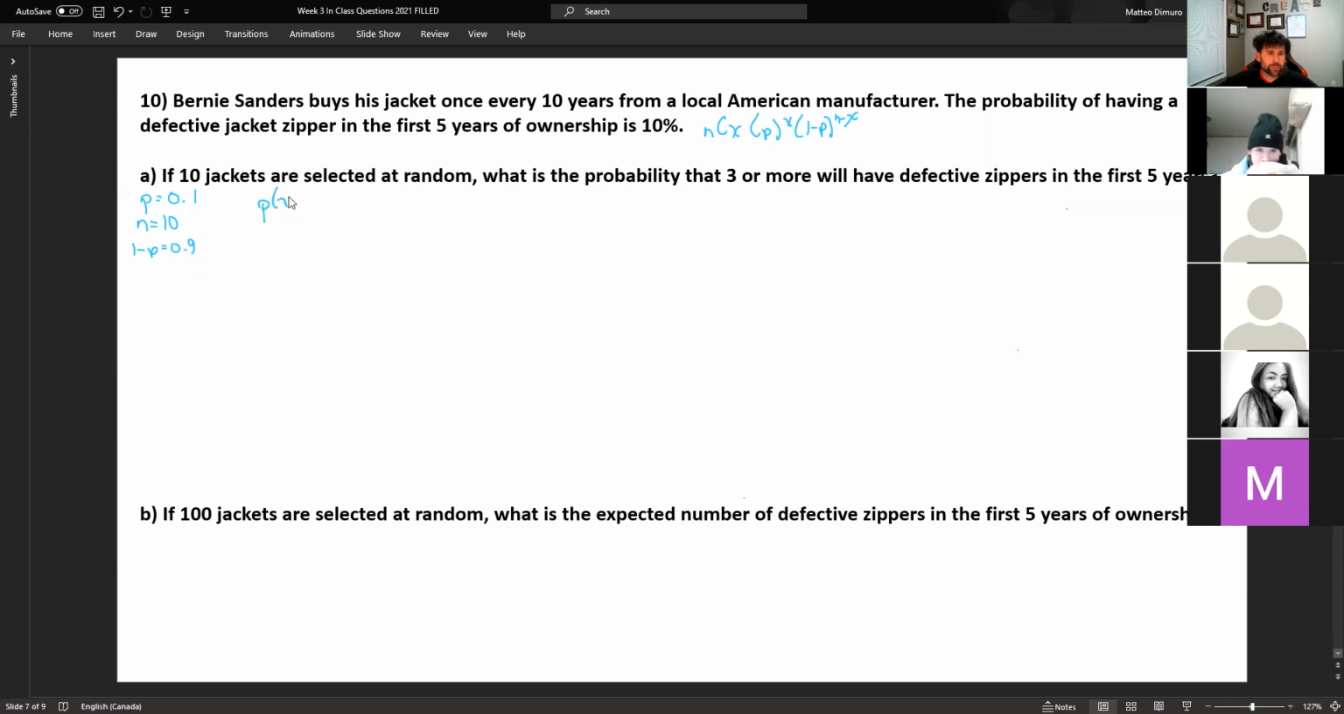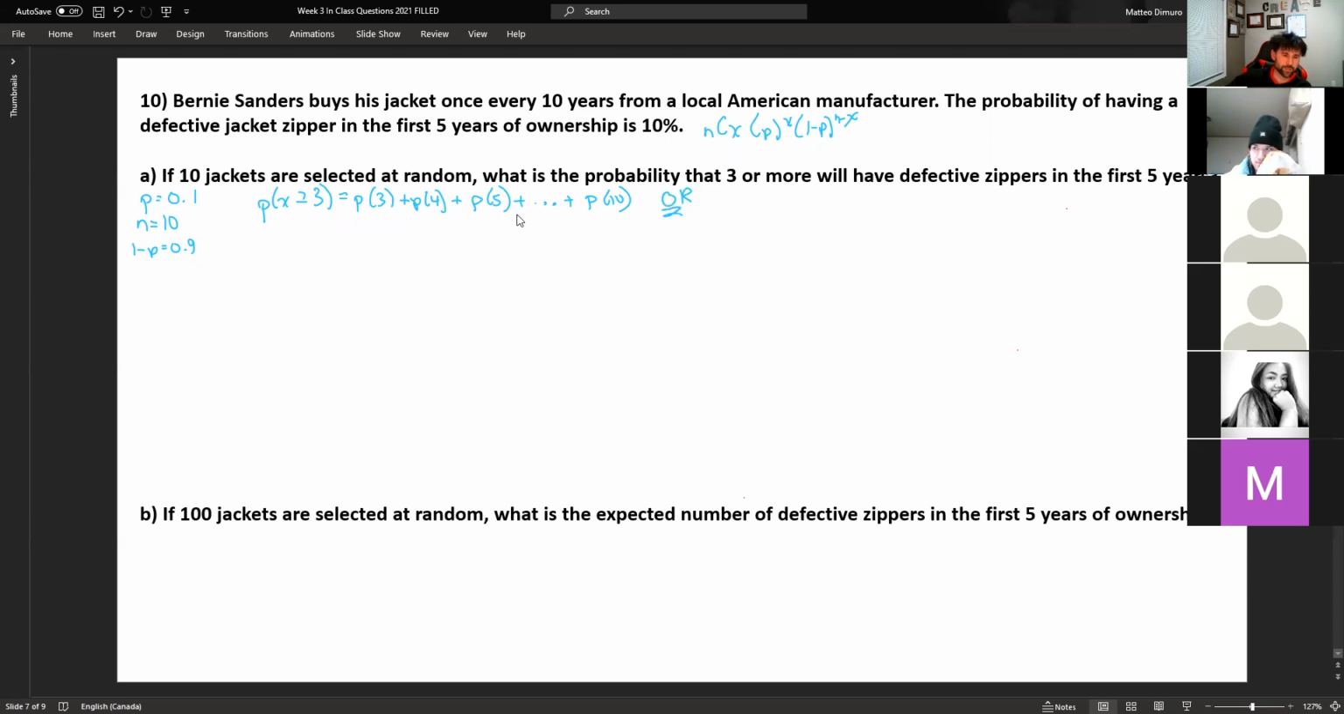Now, probability of 3 or more. We're going to have to think about this for a second. So X is greater than or equal to 3. What does that mean? It would be the probability of 3 plus the probability of 4 plus the probability of 5 plus, dot, dot, dot, until we get to the probability of 10. I'd have to calculate all those different probabilities, which seems like a lot of work. So anytime you have more than 2 or 3 calculations in a question like this, you might want to look at the complement rule.